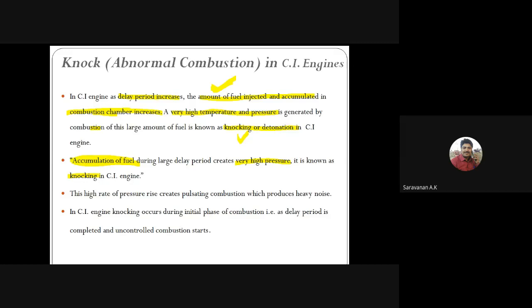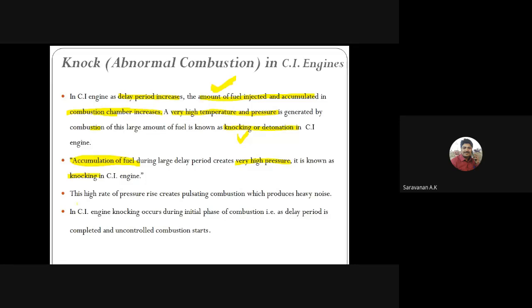வாட் இஸ் knocking? So in the diesel engines, if the delay period gets high, what will happen? The amount of fuel injected is more, then it will be accumulated, right? So that accumulated fuel will burn, right? At that time, what will happen? It will generate high pressure and high temperature in the combustion chamber, right? So that is called the term knocking or detonation, right?